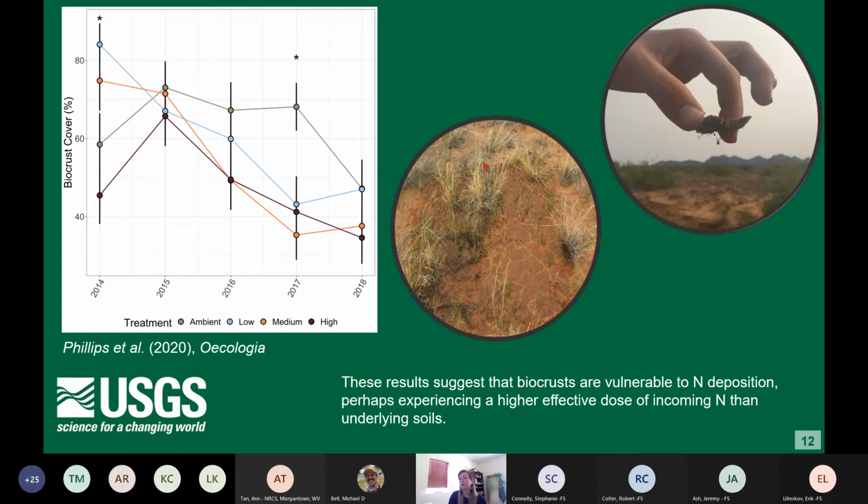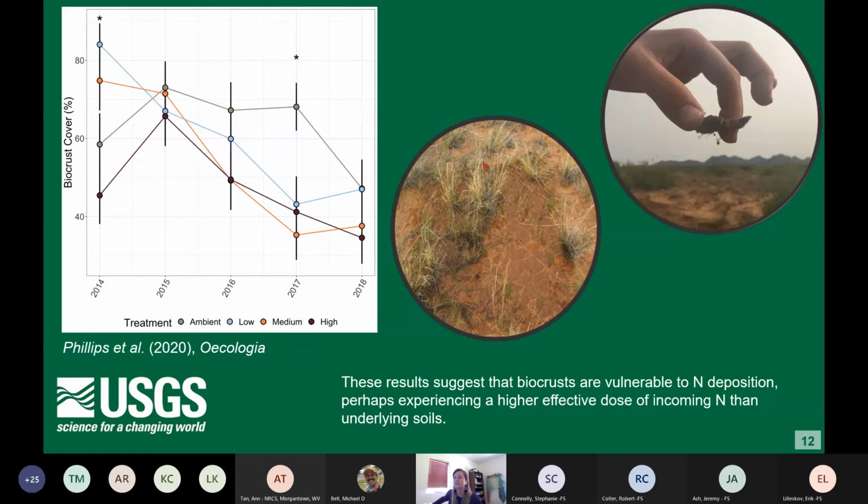So here on the y-axis, we have biocrust cover, and then on the x-axis is year starting in 2014. So this experiment started in 2011, so by 2014, these plots had been experiencing these treatments for 3 years. And these photos show just a little bit about the composition. So these are mostly lightly pigmented cyanobacteria. There aren't very many mosses or lichens. So while that's super interesting because lightly pigmented cyanobacteria are very common throughout the West.